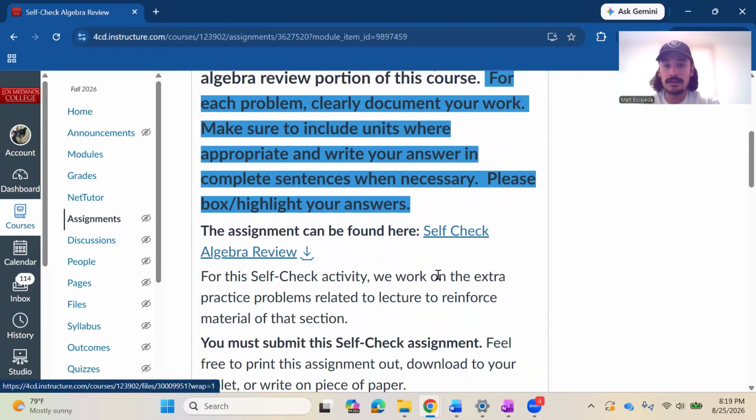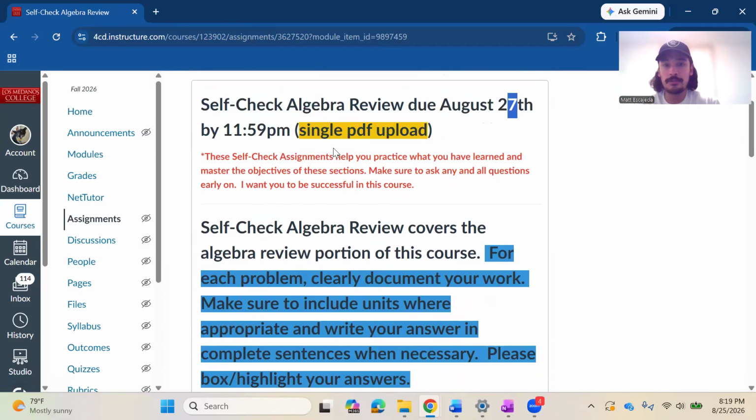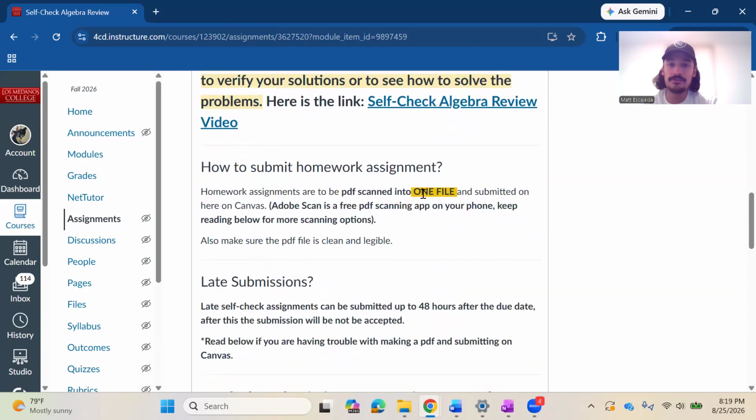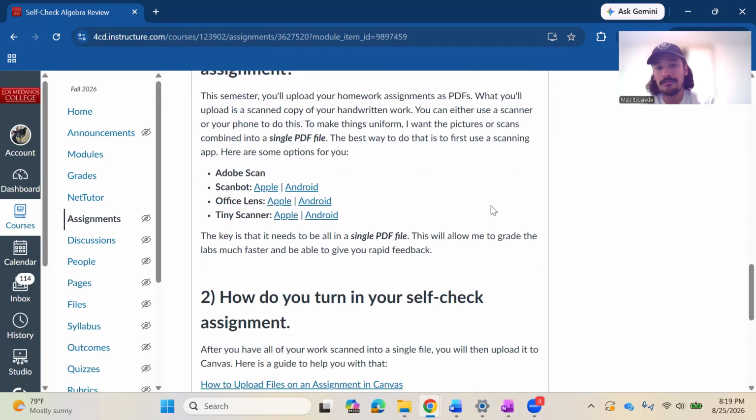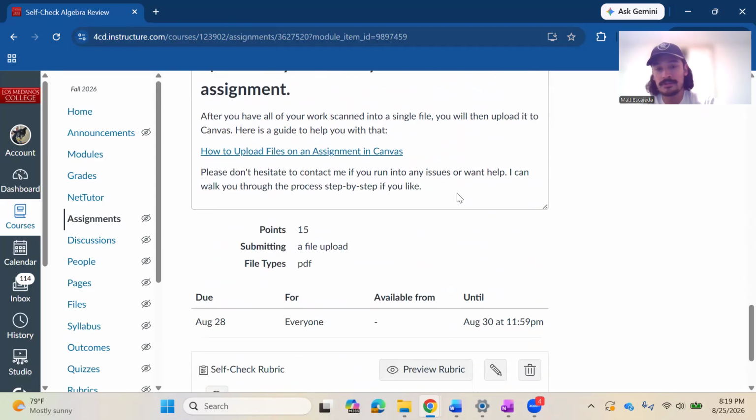Here's the assignment again. You're going to upload this as a PDF. You guys are online students, so I assume you're comfortable with uploading PDFs. If not, let me know. Just submit it as one file. Use Adobe Scan or CamScanner. And if you can't submit it by Friday, you have 48 hours, so you have until Sunday night to submit it. That's really our only assignment this week.